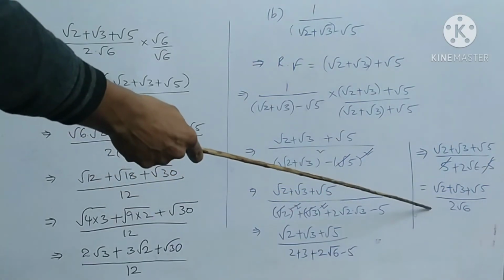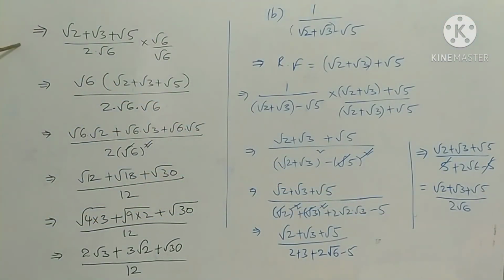So rationalize the denominator. Here the rationalizing factor is root 6. So root 2 plus root 3 plus root 5 by 2 into root 6, into root 6 by root 6. Multiply numerator and denominator with root 6. Here root 6 into (root 2 plus root 3 plus root 5) by 2 into root 6 into root 6. So that is equal to root 6 into root 2 plus root 6 into root 3 plus root 6 into root 5, by 2 into root 6 whole square.